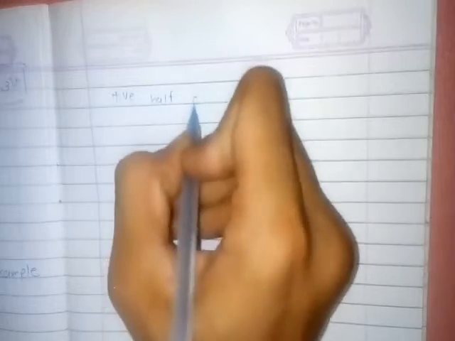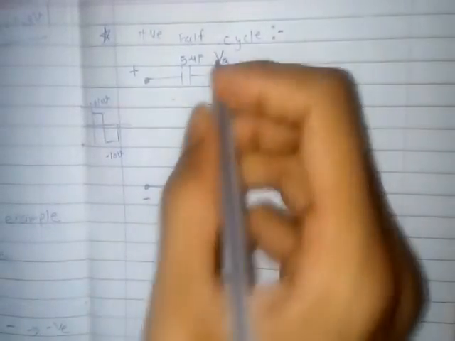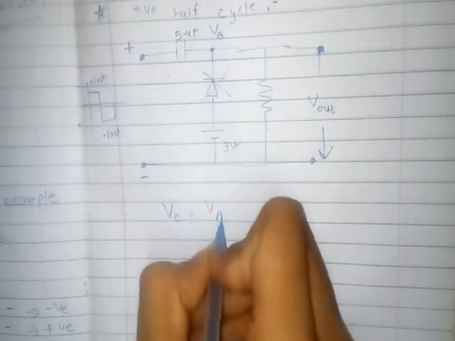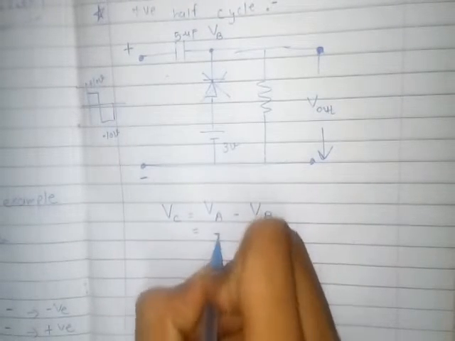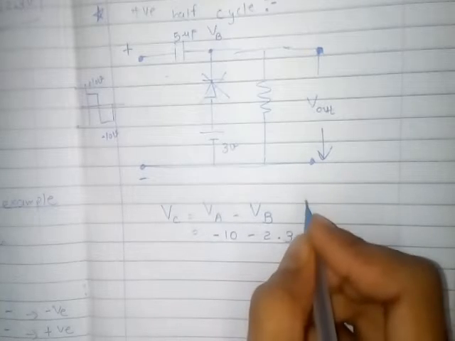Now during the positive half cycle, I draw the circuit again for better understanding. During the positive half cycle, this is positive and negative, the diode will not conduct, but the capacitor will charge, and VC is equal to VA minus VB. What is the value of VA? VA is minus 10 volt and VB is 2.3 volt, that we found in the negative half cycle.